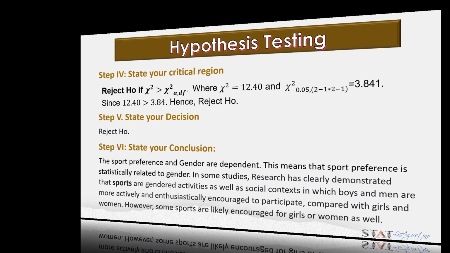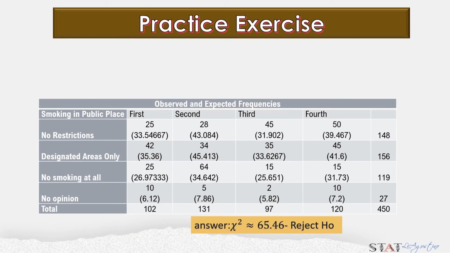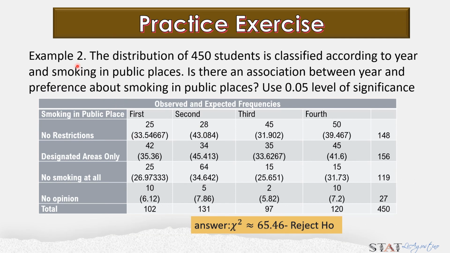So, for you to practice, if you know how to calculate this chi-square test, consider this data. If you have computed the chi-square, which is approximately 65.46, and you have rejected the H0, then congratulations. So have your practice exercise for this. This example two is the distribution of 450 students classified according to year and smoking in public places. The question is, is there an association between year and preference about smoking in public places? Use the 0.05 level of significance for your practice exercise.